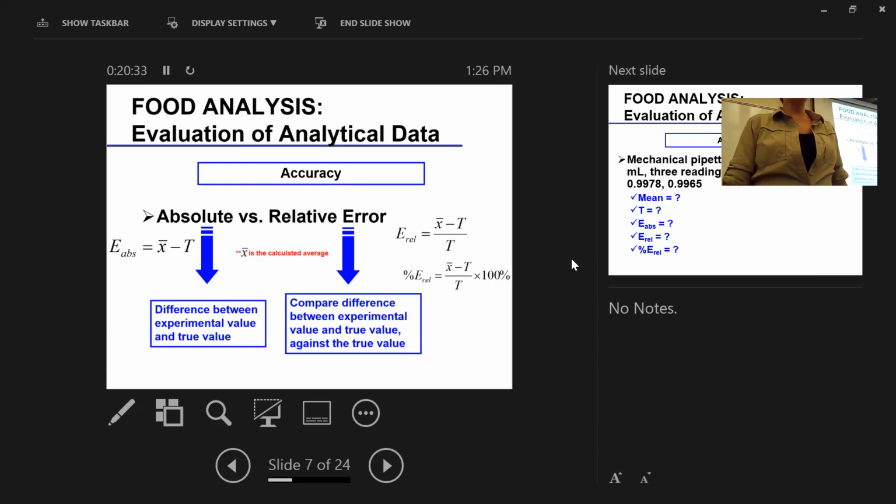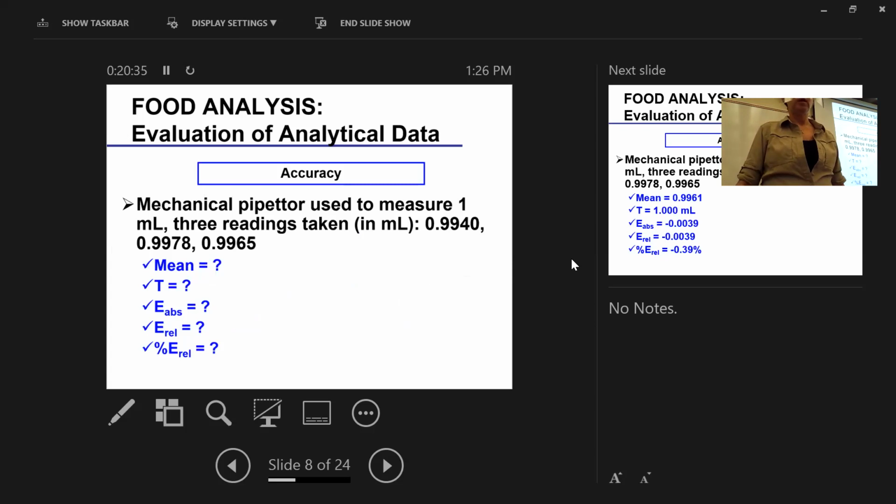All right, let's do more calculations. So you're using your mechanical pipette. You took 3 measurements of 1 ml in terms of weight. And that's what you will be doing in the lab. You're going to take 1 ml using mechanical pipette and measure the weight of the 1 ml. Okay, so determine mean true value. What is your true value in this case?